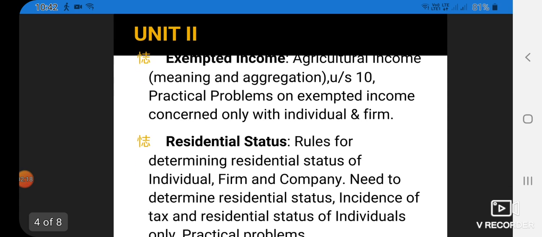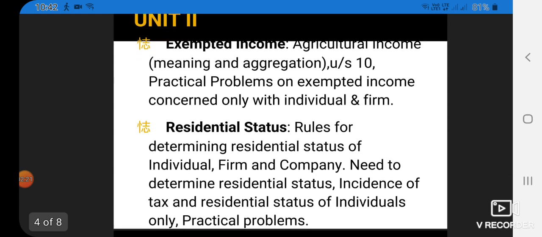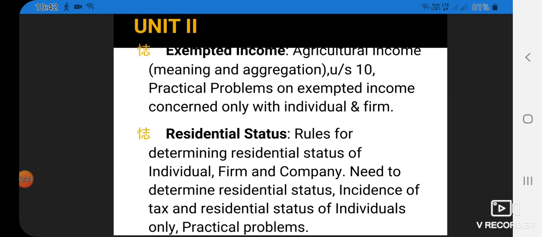Coming to second unit, it is exempted income and residential status. That is, second unit is classified into two. One important concept is exempted income and second one is residential status. Under exempted income, we are going to learn agricultural income, that is its meaning and aggregation under section 10. Practical problems on exempted income are concerned only with individual and firm.